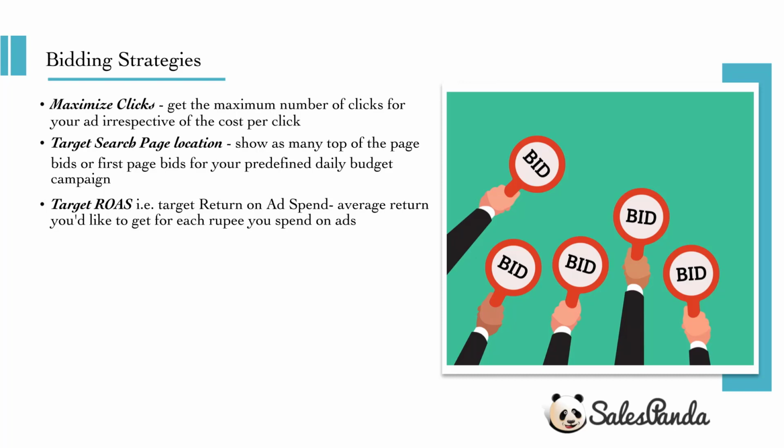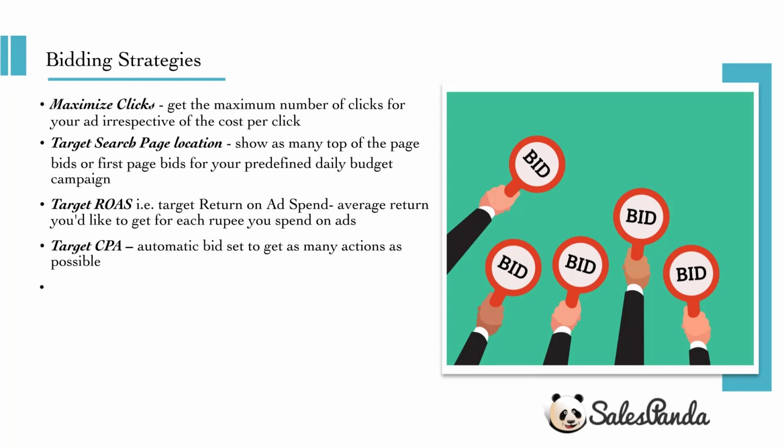The next bidding strategy is target cost per action, or target CPA. Google automatically sets bids to help get as many conversions as possible at the target cost per action, CPA, you set.